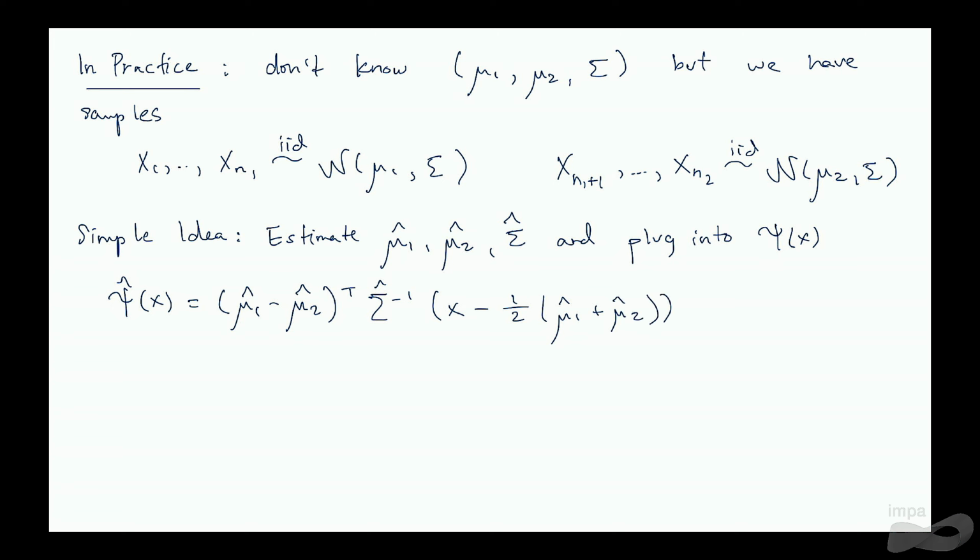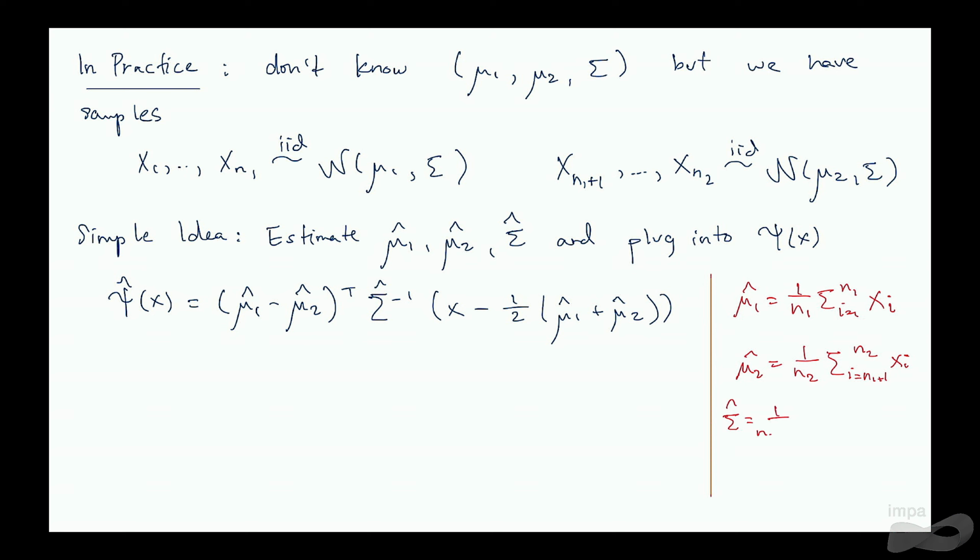Right, what are the natural approximations here? Well, as you would expect, we can think of mu1 hat as just the sample average of our samples from group 1. Mu2 hat is the same, but over the samples from the other data points. And since we've assumed a common covariance matrix, we just pool to estimate the covariance.